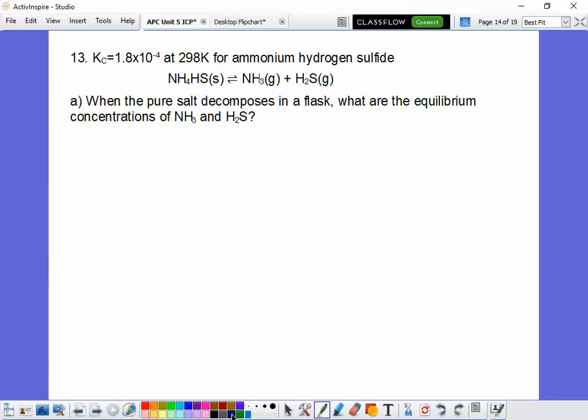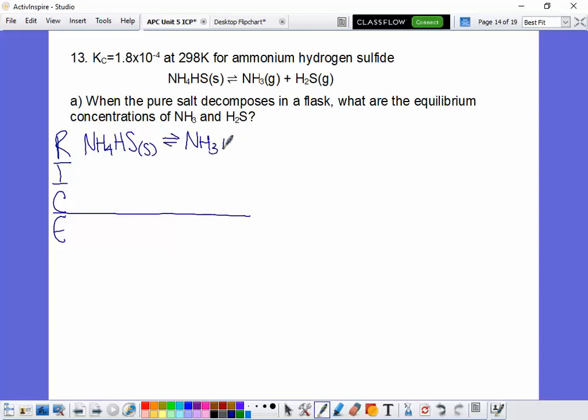So this one. Let's write out the reaction. Or let me write out the RICE table. My reaction is NH4HS. That is a solid. Goes to NH3 plus H2S. All right, so in this reaction, we have a solid substance that's decomposing to two gases in a flask.